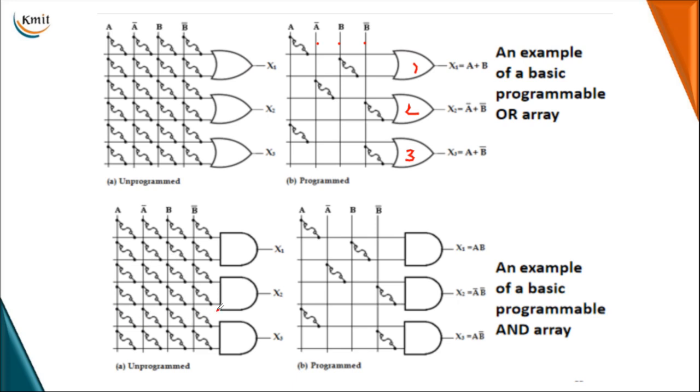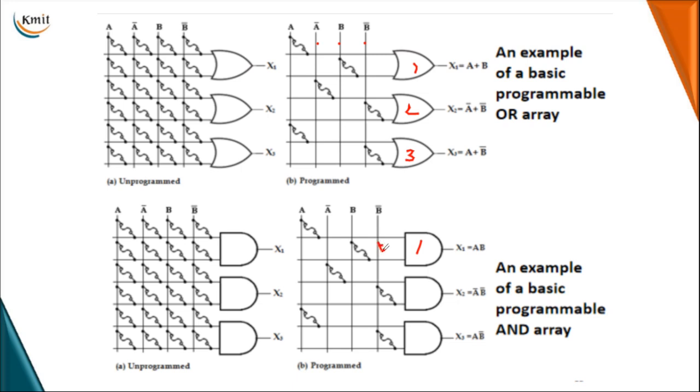Before programming, these are the intact connections of your AND array, the programmable AND array inputs. After programming, suppose you want to generate the product AB from the first AND gate. On your first input line I have to leave the A programmable connection, and the remaining A bar, B bar must be blown. On the second input line, B must stay connected with the fusible link, and the remaining fuses are blown.